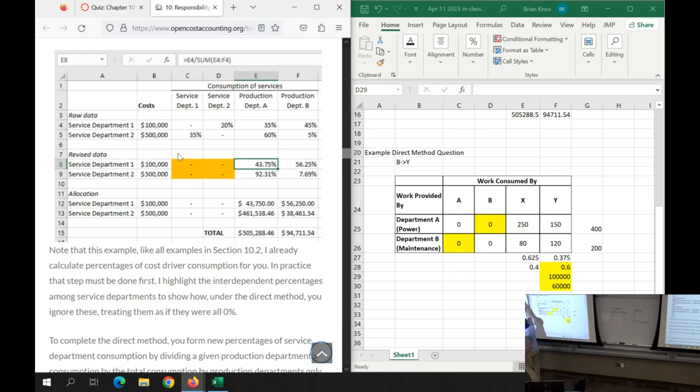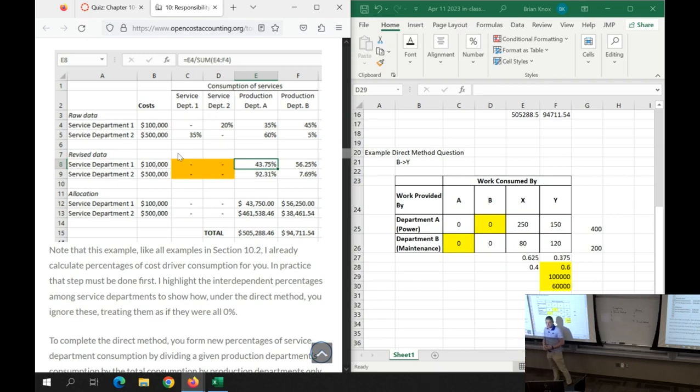Service Department 2 really only almost exclusively serves, of the production departments, Production Department A. Once you get to these percentages, which is out of production department work, how much is done for A versus B, you get to 92% of that $500,000 getting pushed to production department A. But if you look at the percentages overall, it's not 92% of work being done. It's 60% of the work being done.